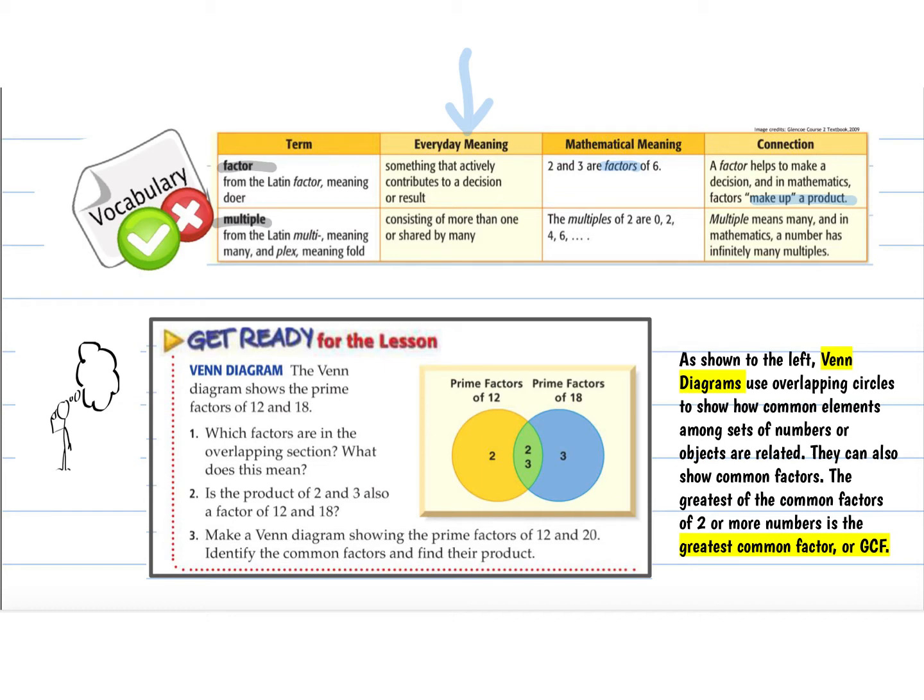Here, a Venn diagram is another vocabulary word: overlapping circles that show how common elements among sets of numbers are related. So this can help us show common factors. If we list the primes of 12 and the primes of 18, we'll see that they share 2 and 3. So they would share a factor of 6. That'll make more sense as we go on, but think about that vocabulary. No need to scramble and write all this down, but I would definitely review the vocab for factor, and possibly that Venn diagrams just show us things that are in common.